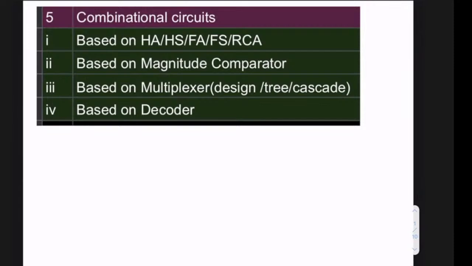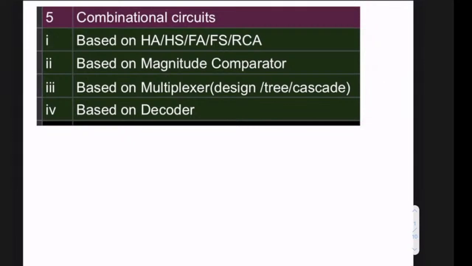In continuation of our series of digital sessions, today is January 4th, and this is our fourth session. In today's session, I have planned to cover combinational circuits. You know the importance of combinational circuits. Every year there is one question from this topic, and 99% of the chances it will be any of these four models which I have given.